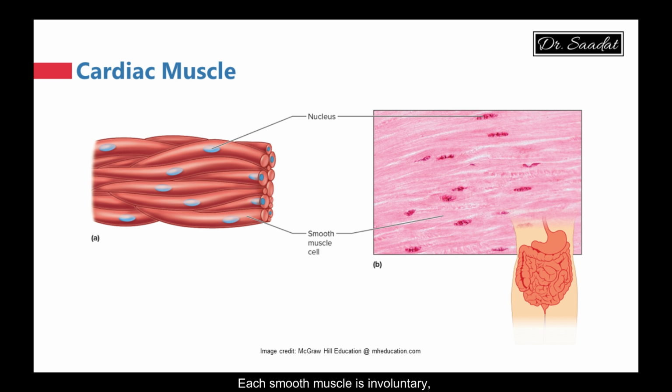Smooth muscle is involuntary, contracting and relaxing automatically in response to hormones, nerve impulses, or other stimuli. These contractions play a crucial role in various functions like digestion, blood flow regulation, and organ movement.